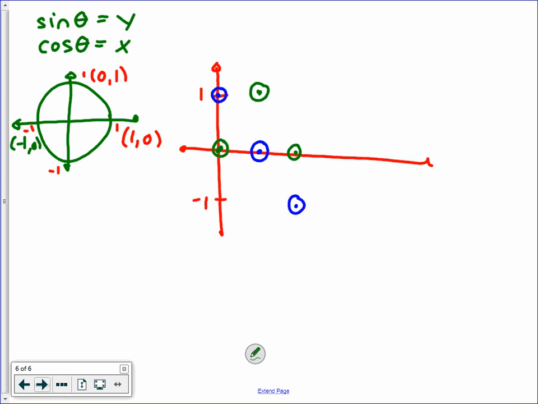And finally, this is 0, -1, which means cos is up to 0. The y is over to -1, and then up to here. This is where these graphs actually come from. You can get those graphs from the circle.